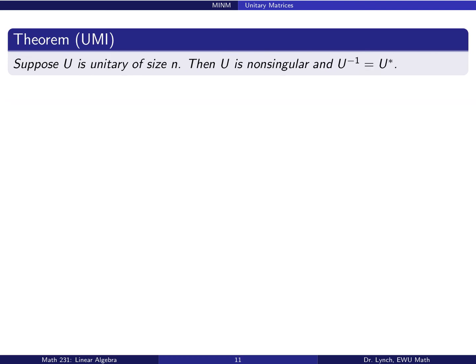Here's a cool theorem. If U is unitary and of size n, then U is non-singular, and the inverse is the adjoint. This theorem is pretty quick, almost by definition. By definition, U is unitary if and only if U star U is the identity. Of course, if there is a matrix such that that matrix times your matrix is equal to the identity, that other matrix is the inverse of your matrix. And that pretty much completes the proof.